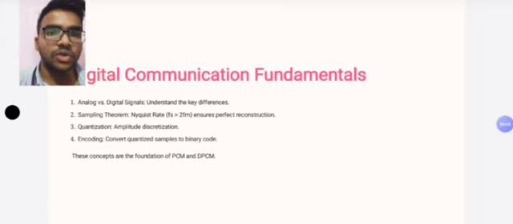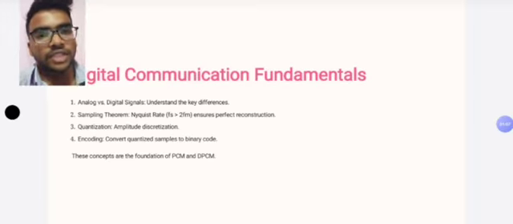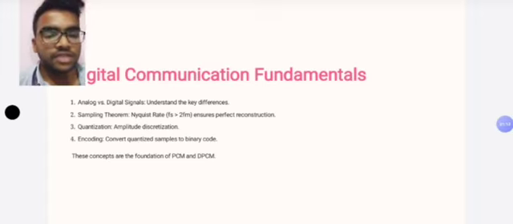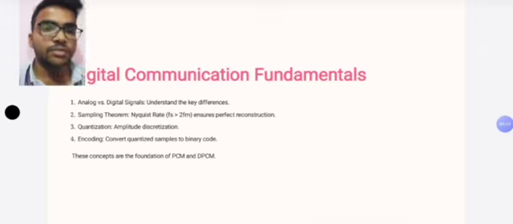Sampling theorem, as we all know, says that the frequency of sampled signals should be greater than or equal to twice the measured signal frequency. Quantization is used to decrease the amplitude levels, just like if the discrete value is 9.2, it rounds it off to 9. Encoding is used to convert the quantized value, like 9, into binary. These concepts are used in PCM and DPCM.